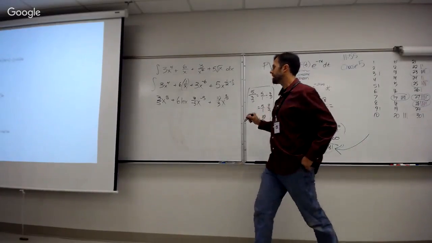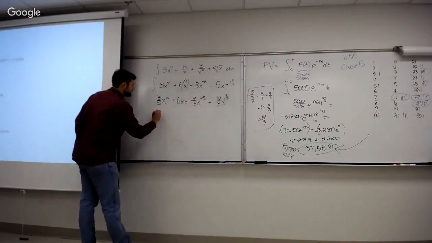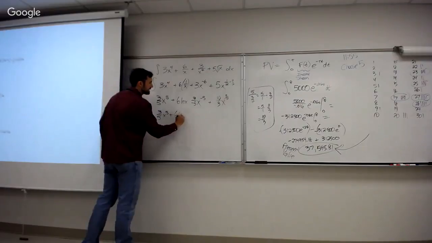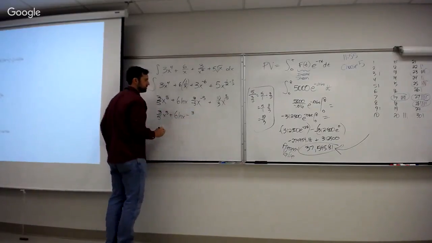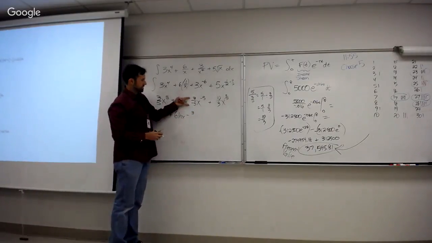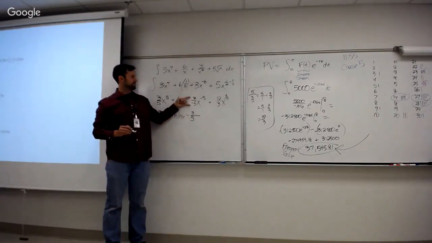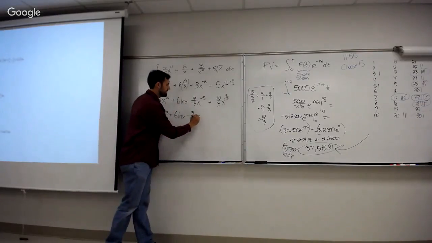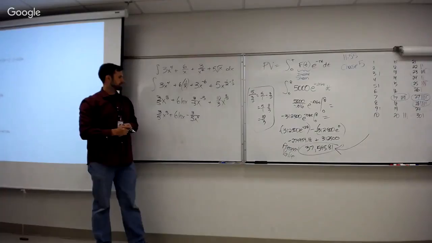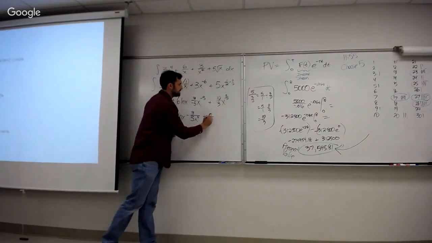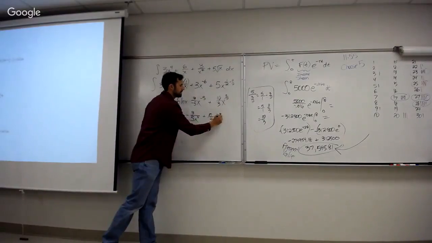So now we just clean it up, right? This is 3/5 x to the 5th. That's 6 natural log x. This is just minus. Ooh, how do I clean this up? The 3 is in the numerator. The 5 is in the denominator. Where does the x to the negative 5th go? Back into the denominator, 5x to the 5th. So that's minus 3 over 5x to the 5th. And then the last one, you can just leave like that: 10/3 x to the 3/2.